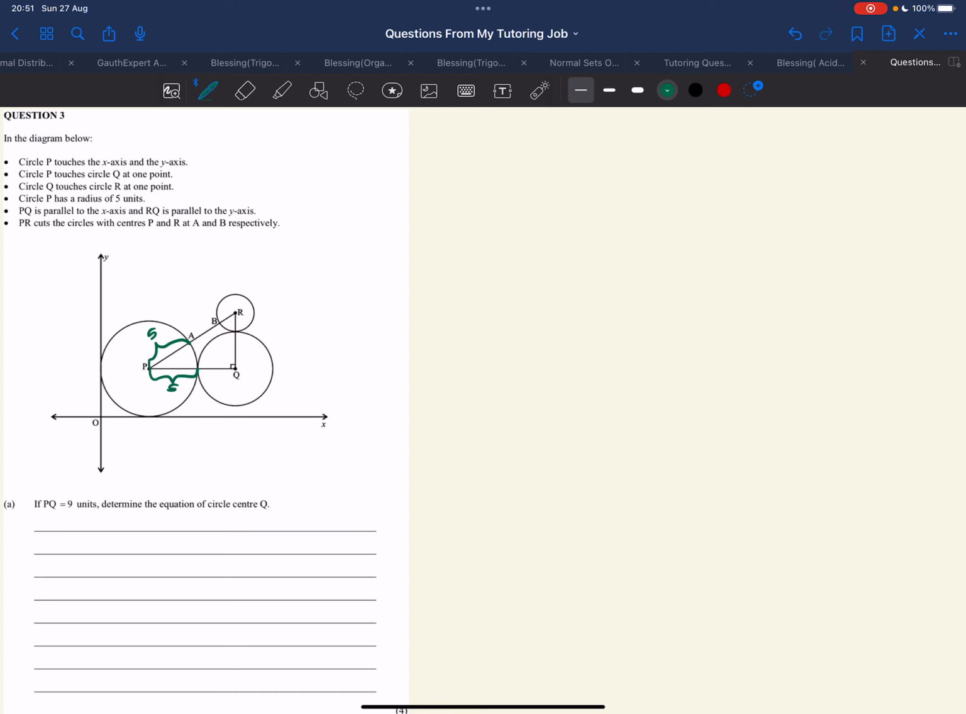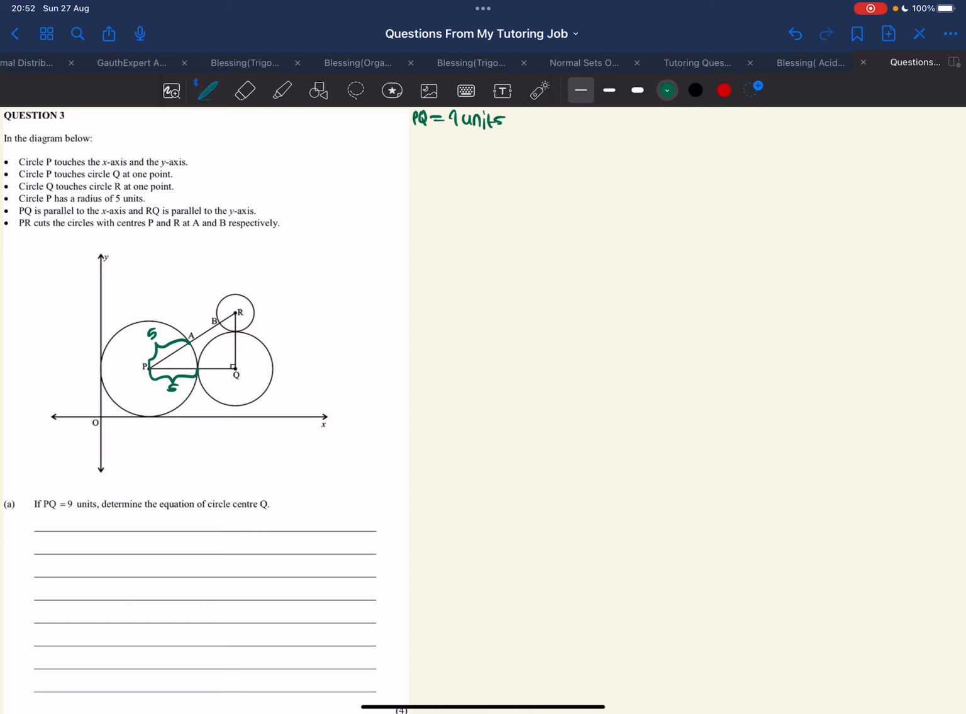Now they say that the length of PQ, so we are given that PQ equals 9 units. Then they say determine the equation of circle center Q. So we are basically dealing with that circle over there.